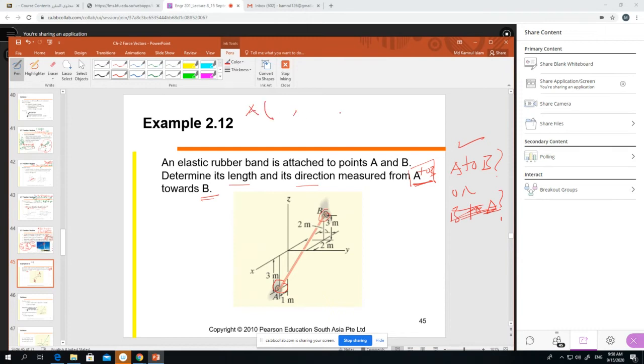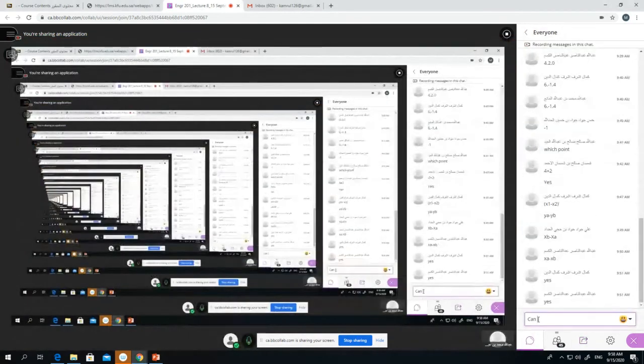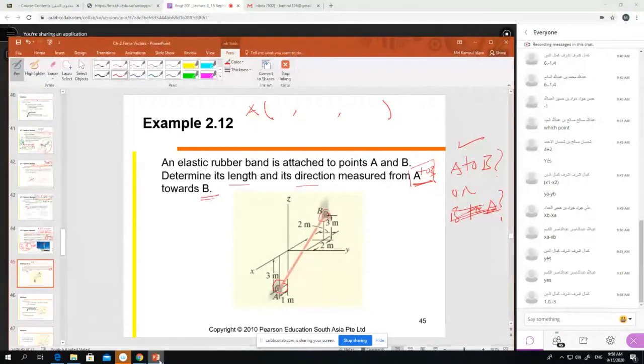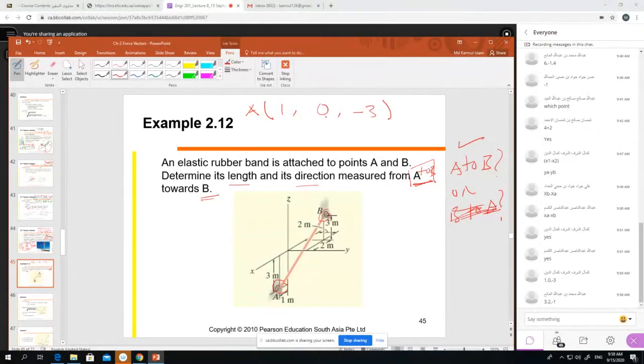First tell me, what is the coordinate of A? Someone sent me 1, 0, minus 3. Another one said 3, 2, minus 1. Let me check. It's not given. Remember, the origin is here. O is here, so X is 1, then Y is 0 and Z is minus 3.